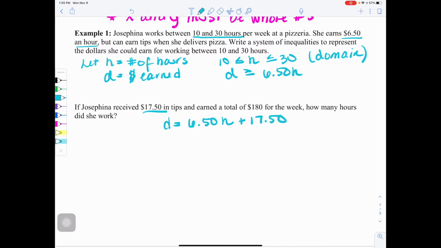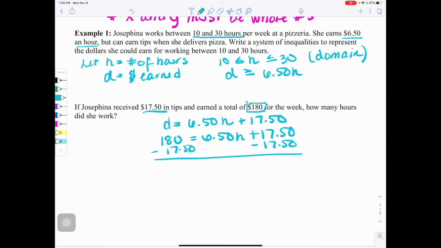So that goes on as an addition to that. The total of $180 a week is going to go in for D. So this changes into 180 equals 6.50H plus $17.50. So now we want to get H alone. We'll subtract $17.50 first.